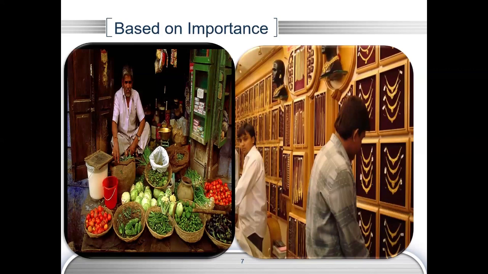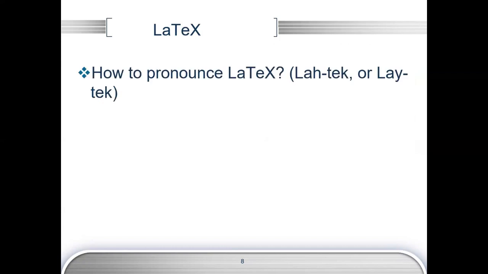Normally a vegetable shop won't need a fancy layout, but golden jewelry needs a fancy layout. Similarly, your golden research work needs a fancy layout. So you can choose excellent LaTeX software for properly formatting your research documentation. You can pronounce it as LaTeX or LaTeX, both are the same.